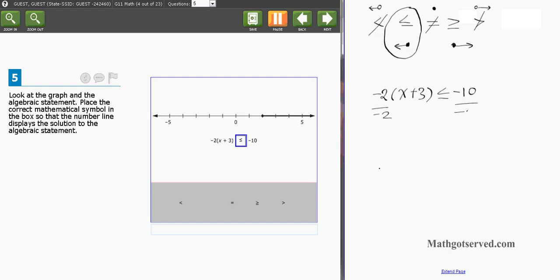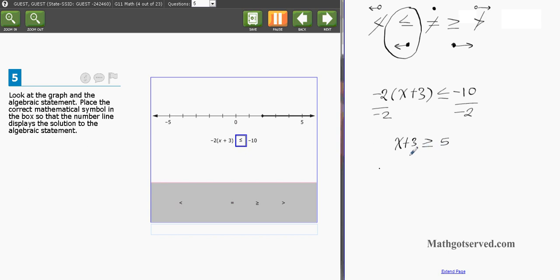Now, anytime you divide by a negative, what happens to your inequality? It's reflected, it switches, right? So it was less than or equal before. Now it's going to be x plus 3 is greater than or equal to positive 5. That's why I was telling you that when you're selecting the inequality, you have to select one that's opposite, because the minus will actually cause a reflection to happen.